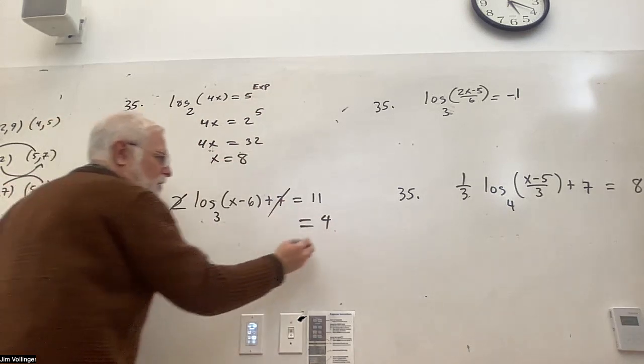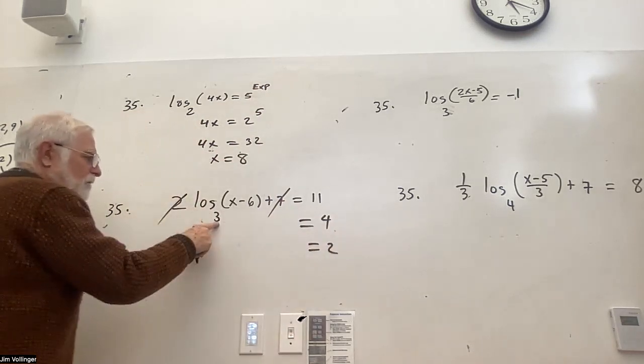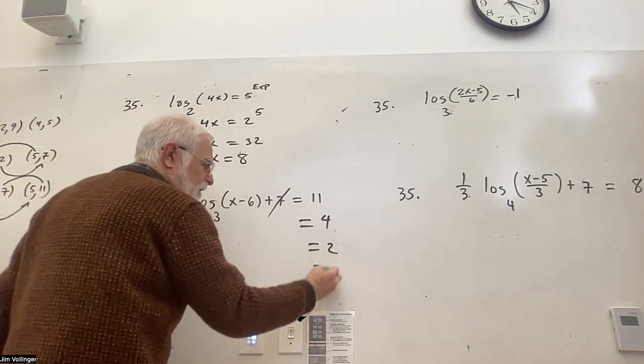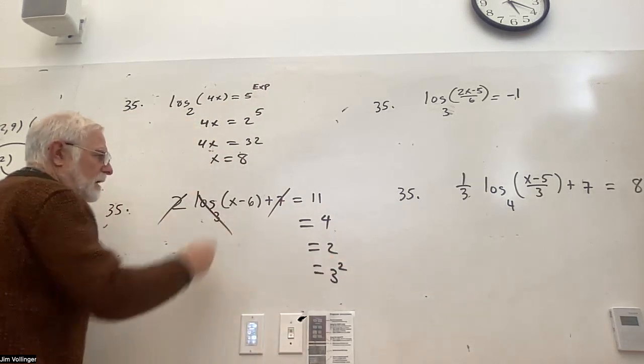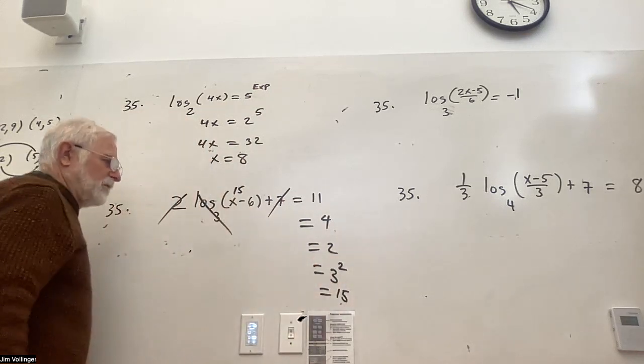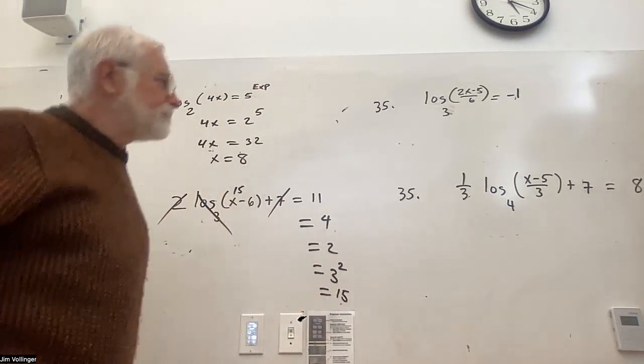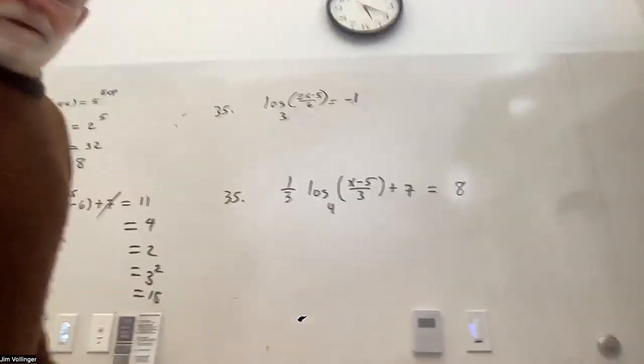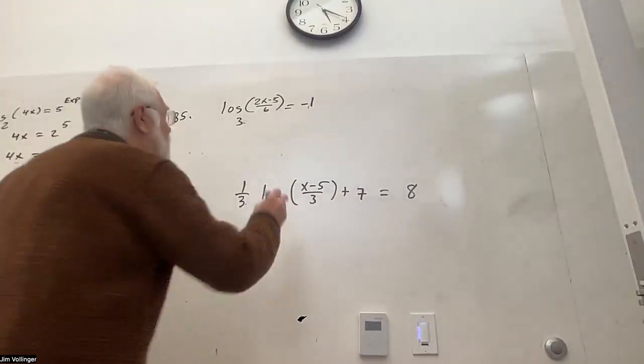Going to divide by 2. That's 2. The inverse of log base 3 is 3 to the. That's 9. And I'm going to add 6. That's 15. You put 15 in here. Go back to the original problem. Should work. Yep, I'll do more videos tomorrow morning.